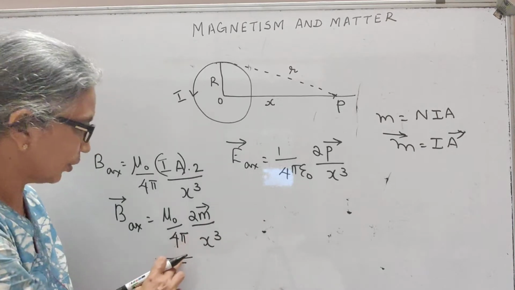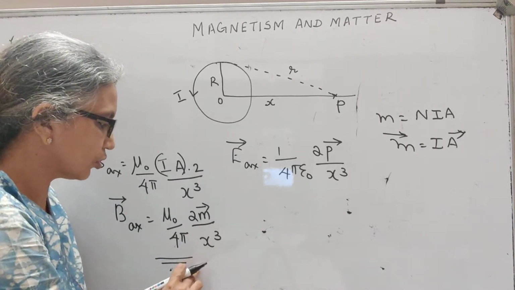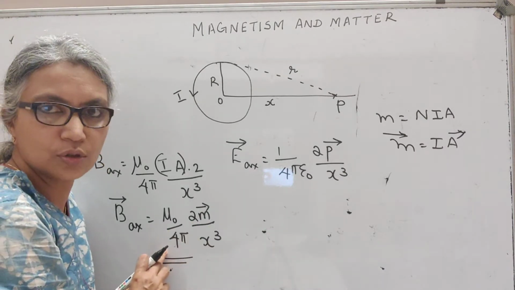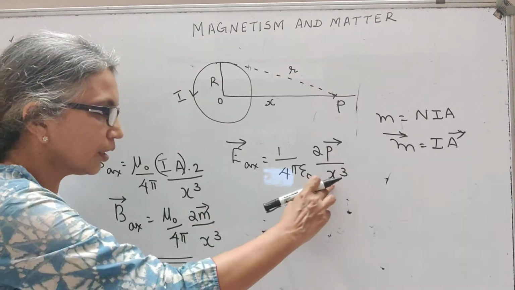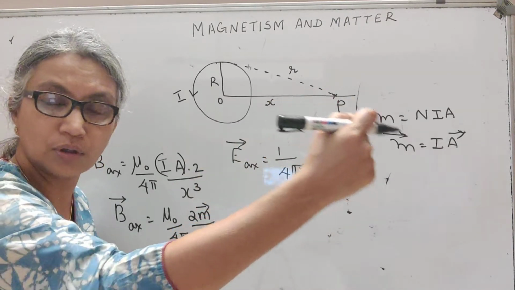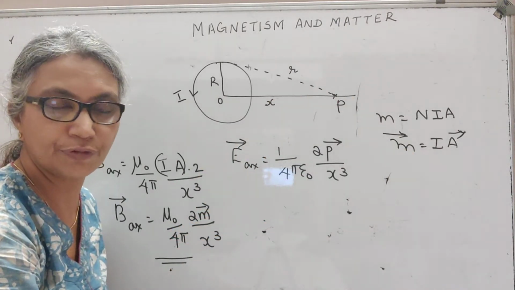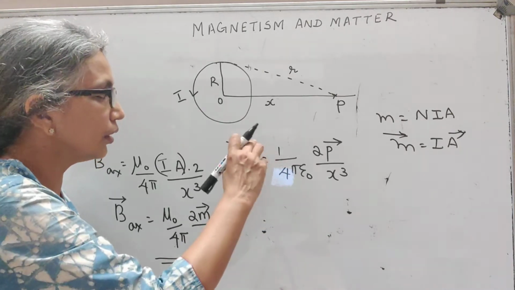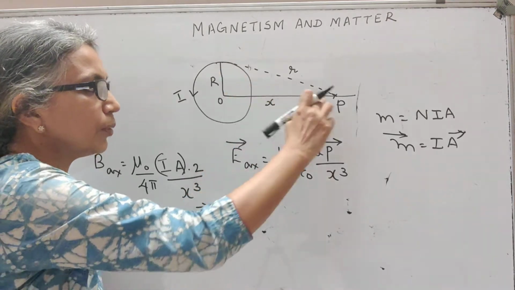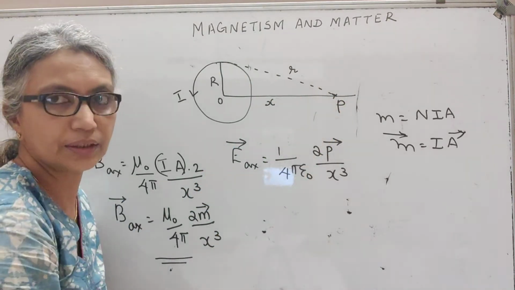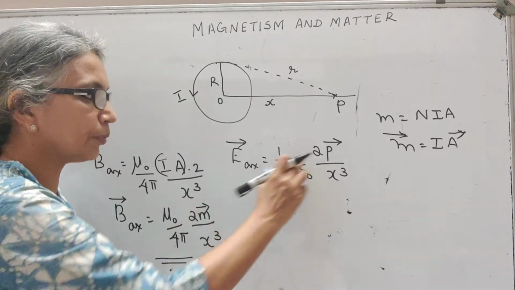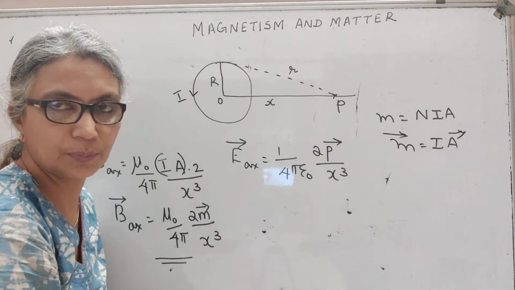So if you compare these two equations, you will see they are analogous to each other. The constant 1 by 4 pi epsilon 0 is replaced by mu 0 by 4 pi in magnetism. Here x and x. There x is the distance from the center of the electric dipole to the point along the axis where you are finding the electric field. Here x is the distance from the center of this dipole to the point P where you are finding the magnetic field, which is along the axis. Then the 2 is there, magnetic dipole moment. Here it is an electric dipole moment.